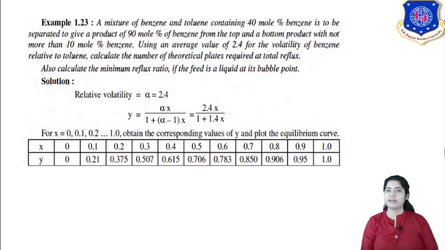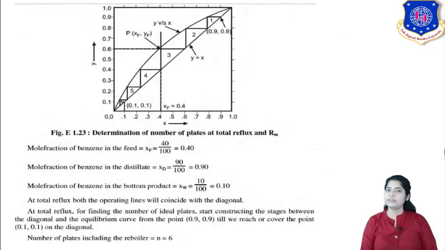You have been given alpha, the relative volatility. We have this equilibrium relationship. Simply generate the equilibrium data. So this is your data. Now plot on an x versus y graph. So you got the equilibrium curve. Now here see, feed xf is what? 0.4. So locate your 0.4. Similarly, the mole fraction of benzene in distillate, xd, is 0.9. So you have located the 0.9 distillate composition. Similarly, locate the bottom product, xw.